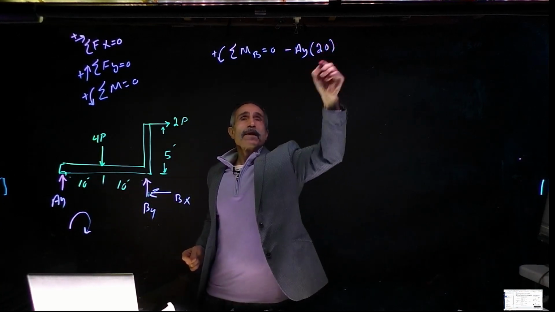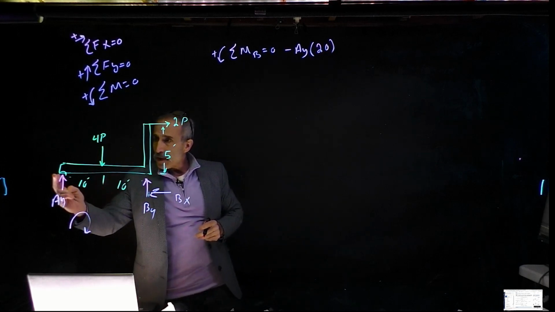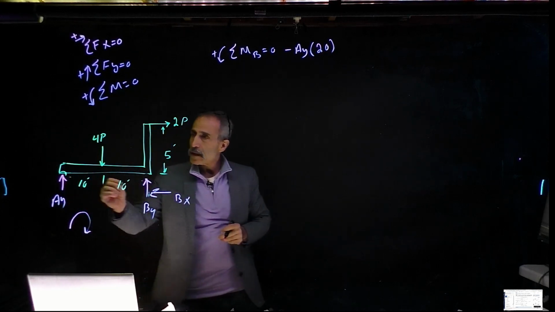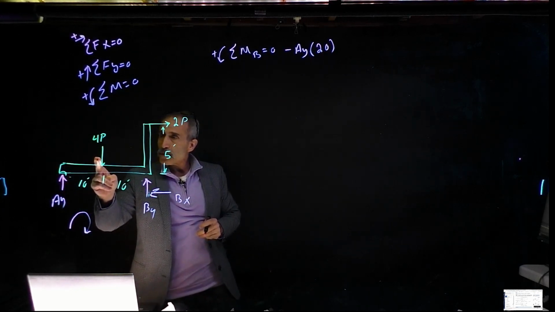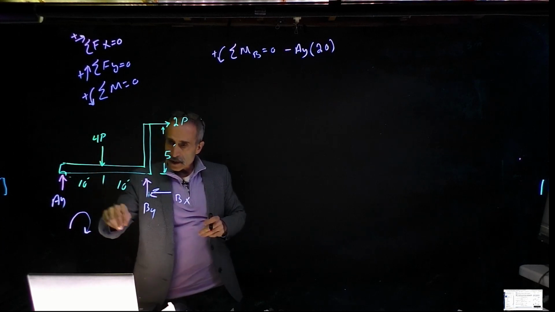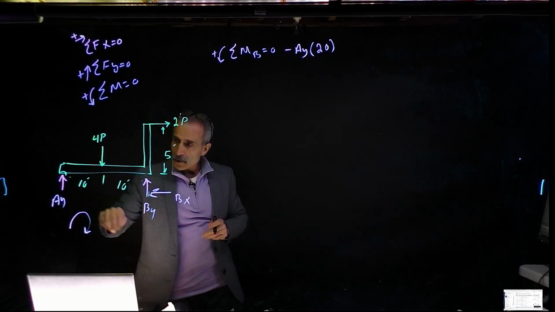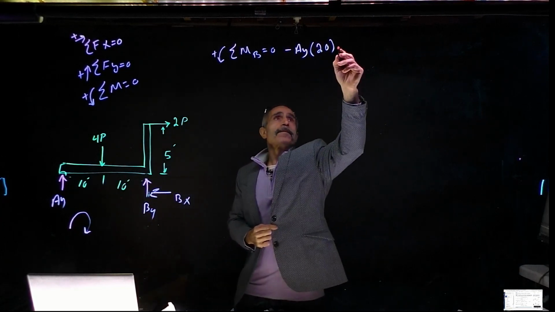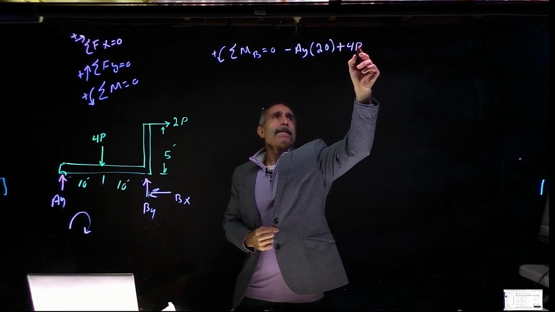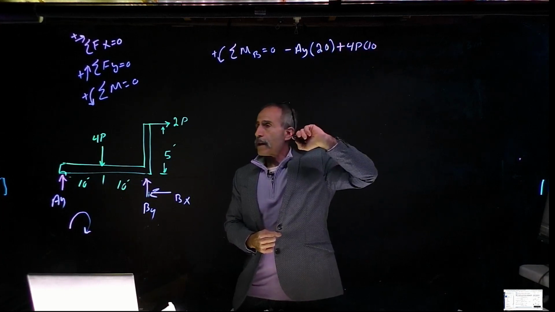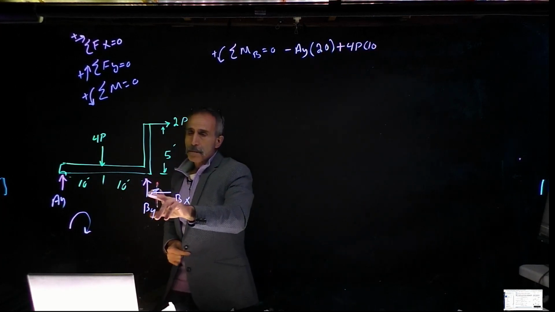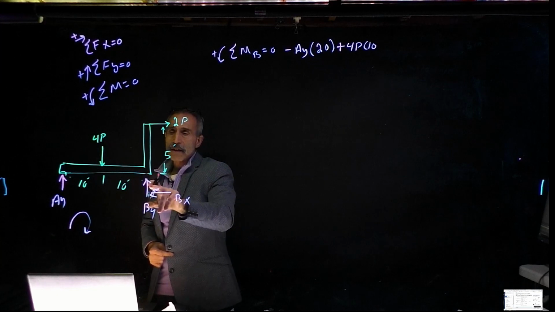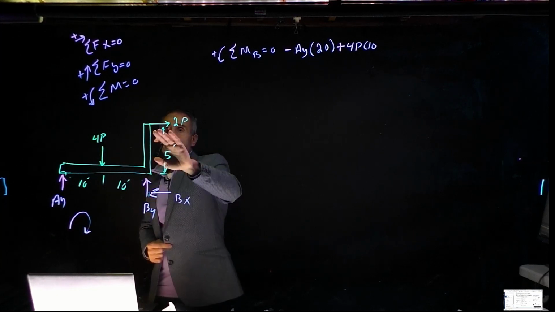Times 20 feet. Then the next force I have, I'm working from here all the way back this way. The next, there's nothing until I get here, it's 4p. 4p is going to be times 10, but it's rotating the other way, so it's going to be positive. Plus 4p times 10. Okay, and now I'm coming here. B cannot take a moment by itself right here because the distance is 0. It's right on the same line, and nothing else. I got this one here.